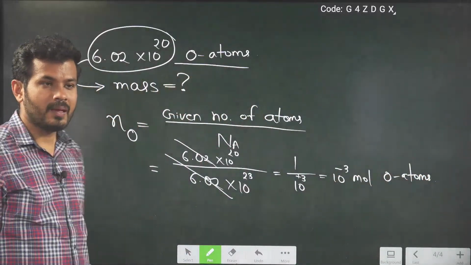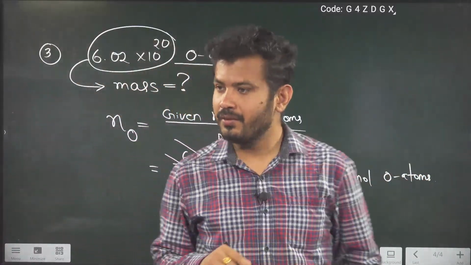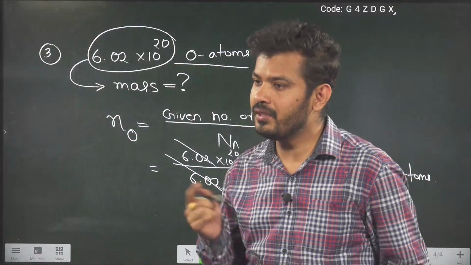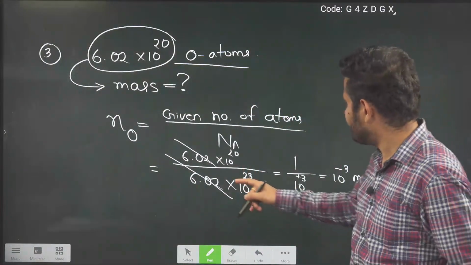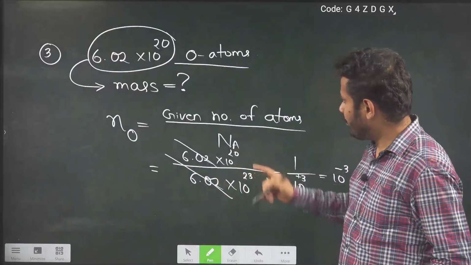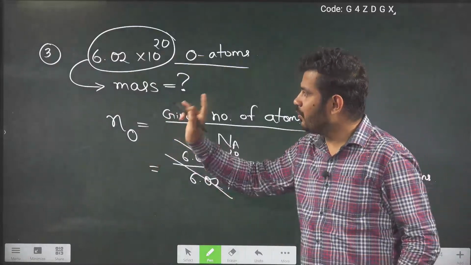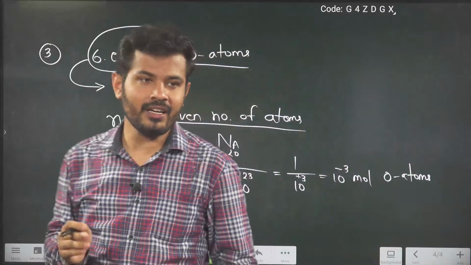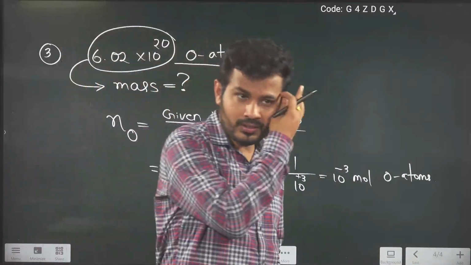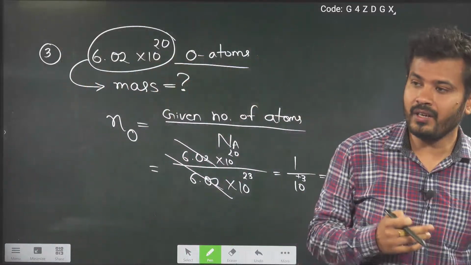Right now, these many moles of oxygen atoms are there with us. Sir, we should double that number for mass. No, we should not double the mass. It is oxygen atom only they are asking. So when atom is concerned, we will take atomic mass. When molecule is concerned, we will take molecular mass.